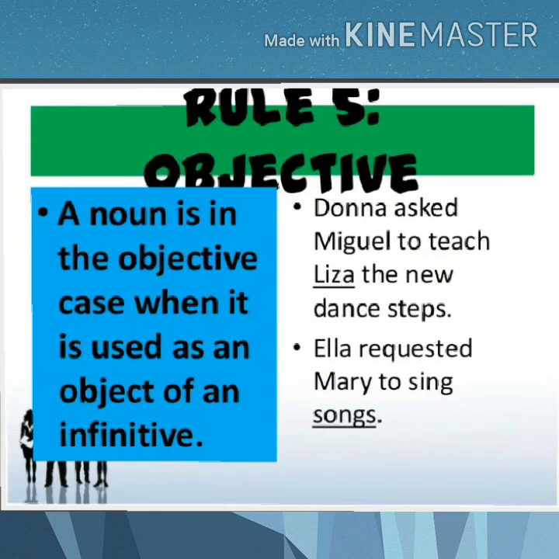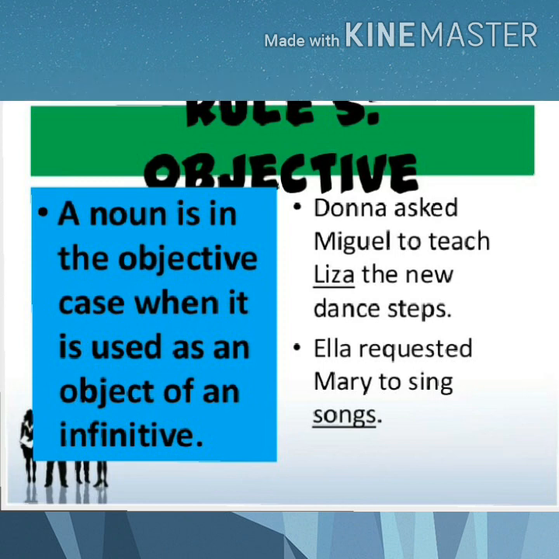Let's see rule number 5. A noun is in the objective case when it is used as an object of an infinitive. Donna asked Miguel to teach Lisa the new dance steps, and Ella requested Mary to sing songs. Here Lisa and songs are in the objective case and they are used as an object of an infinitive.